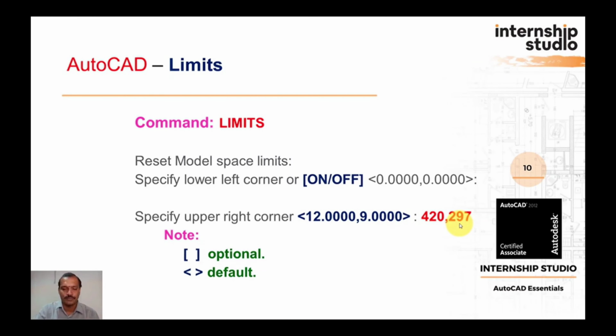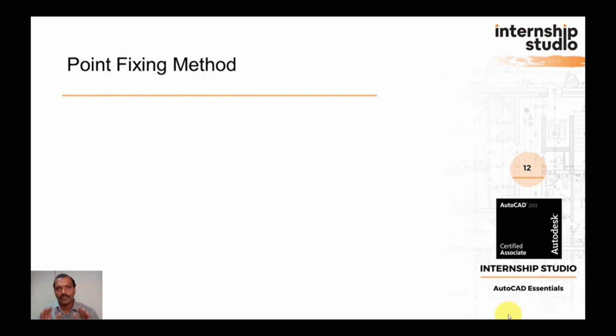Right. So our basic setting for the AutoCAD program is finished. The first thing is units. The second thing is limits. Next important thing is the point fixing method. If you understand this point fixing method, any kind of drawing you can draw in AutoCAD very easily and comfortably.